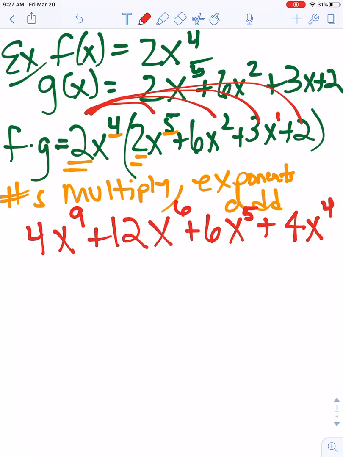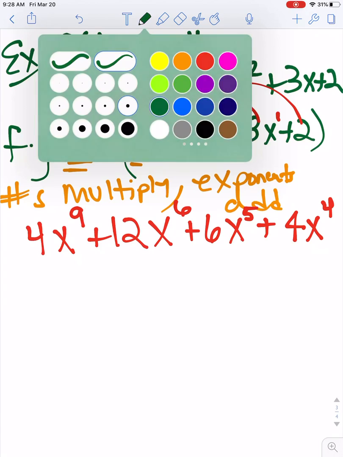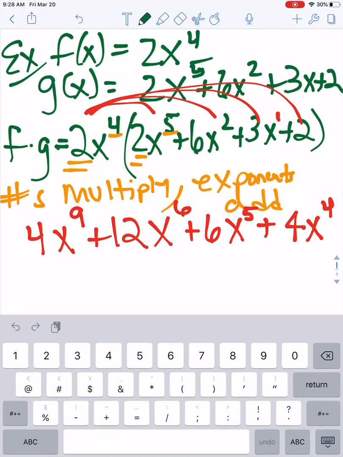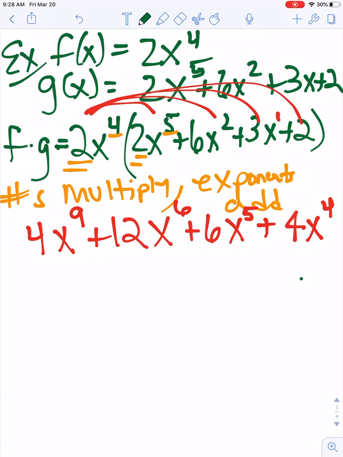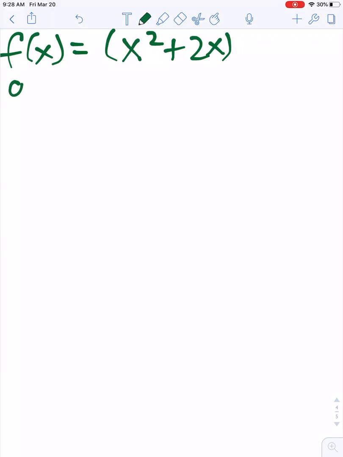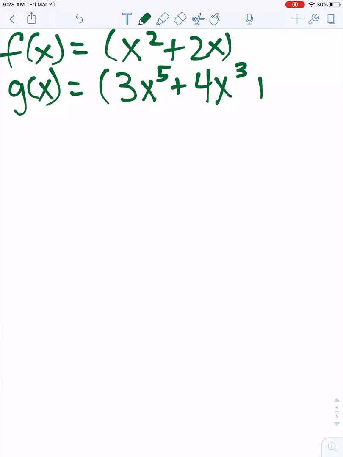So that was one example of doing a simple multiplication problem. That was just distributing in a monomial, one term. Let's go ahead and do an example when we have to do two terms. So our next example, let's say we have f of x as x squared plus 2x. And maybe our g of x is 3x to the 5 plus 4x cubed plus 2x.